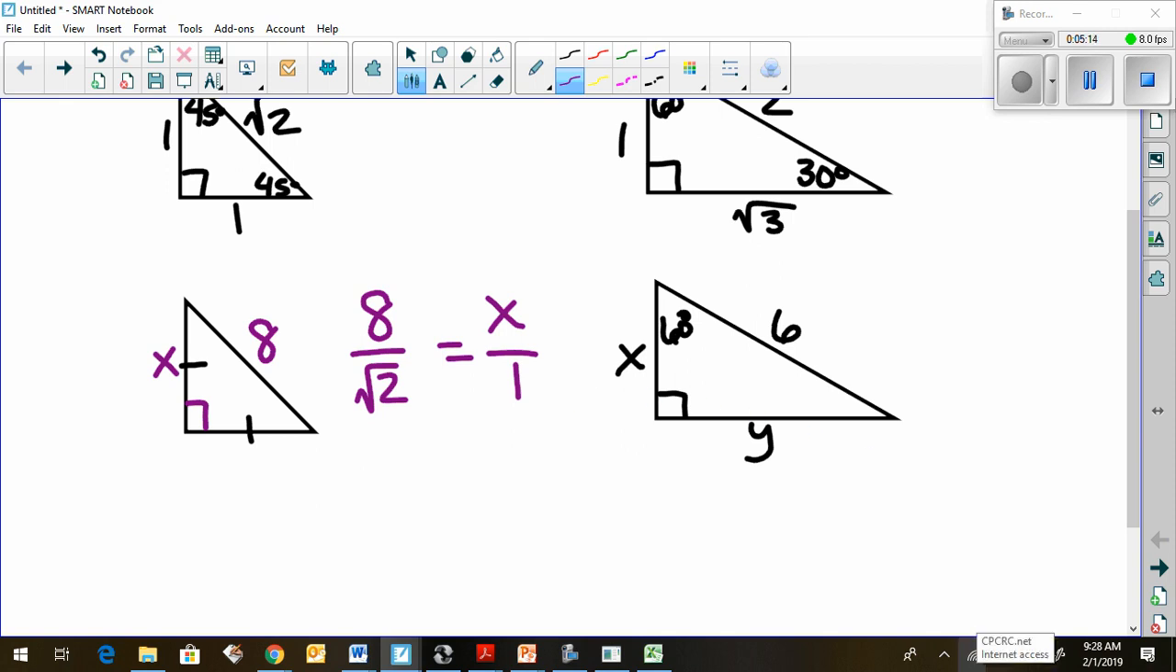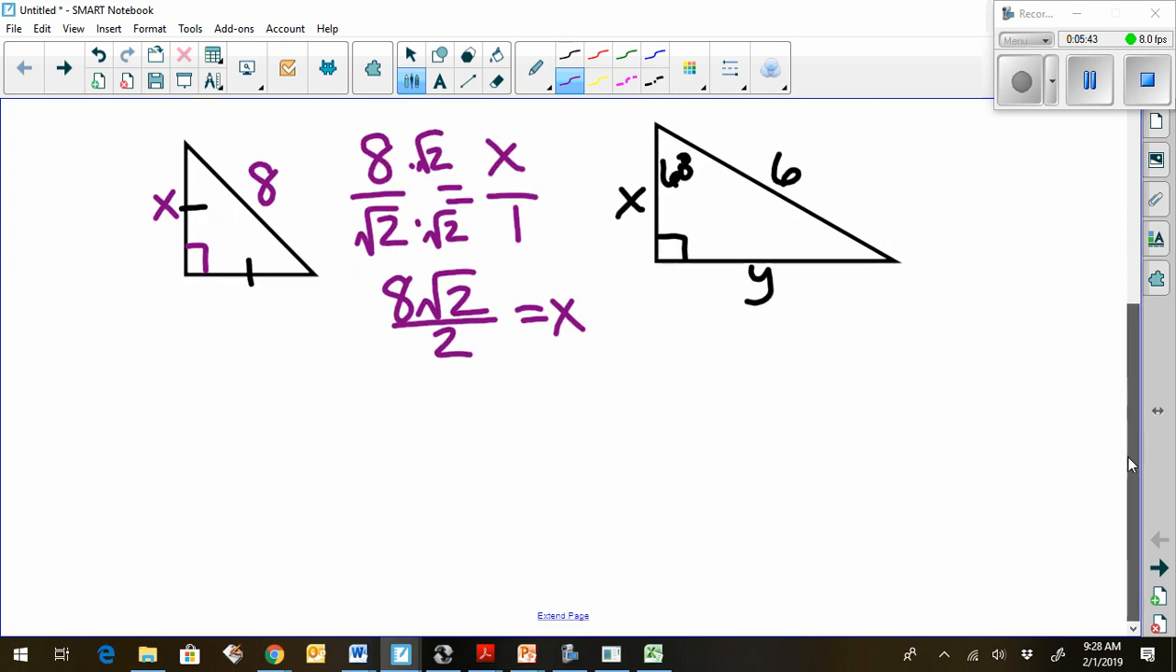So now if I cross multiply, well, we know that x over 1 is the same as x, and on the left side we have to rationalize that denominator. So let's do that now. So we get 8 times the square root of 2 over 2 equals x. Then we can simplify this, and we'll end up with x equaling 4 times the square root of 2.